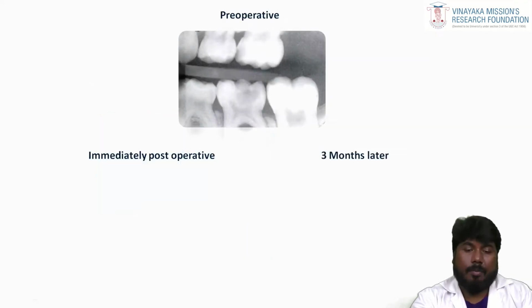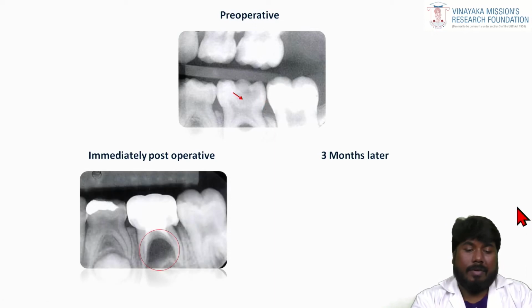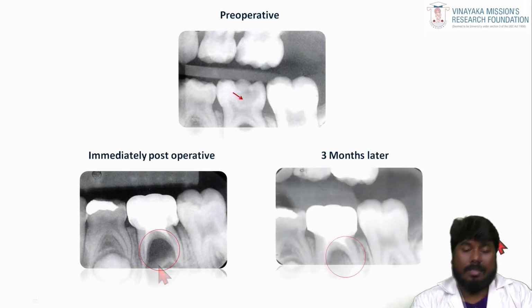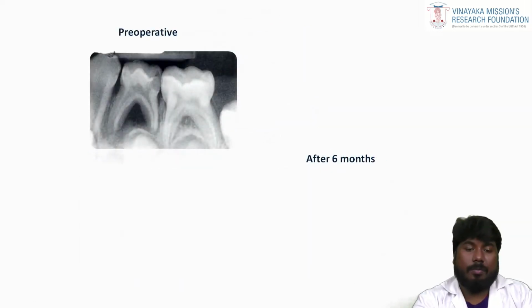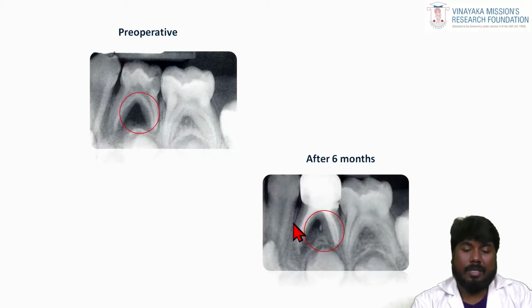See, this one is a preoperative X-ray and this is immediately after doing a pulpectomy. This is a pulpectomy done tooth where we can see the root canal is filled with a medicament and it is covered by a crown. Here you can see the periapical furcation radiolucency has been resolved. This is a 3rd month follow-up. We can see a reduction in the furcation radiolucency. Same, this X-ray shows a preoperative radiograph. After 6 months, you can see the reduction in the furcation radiolucency.